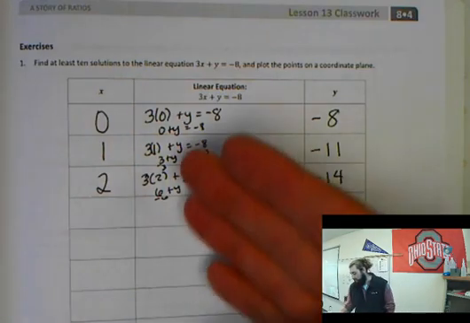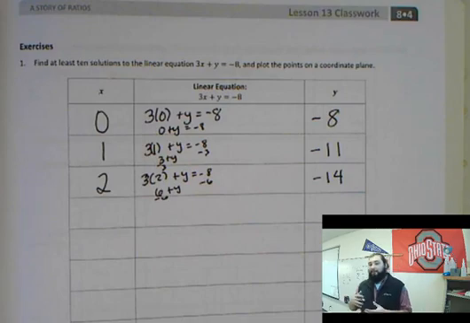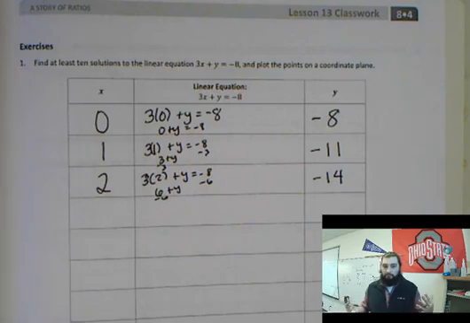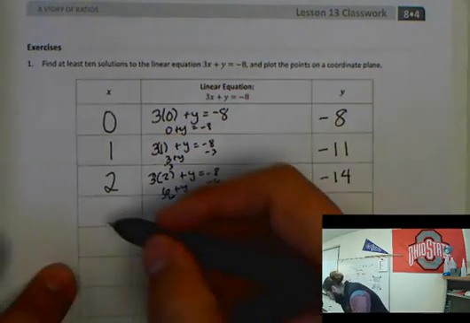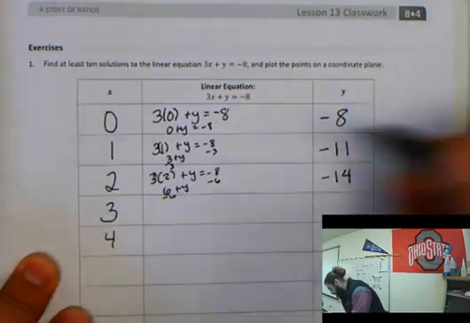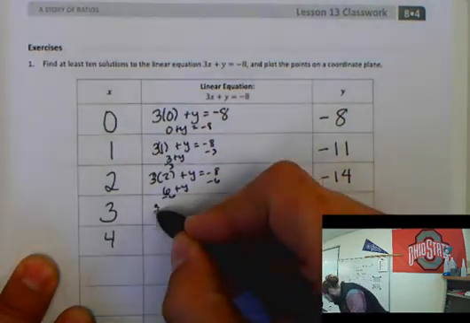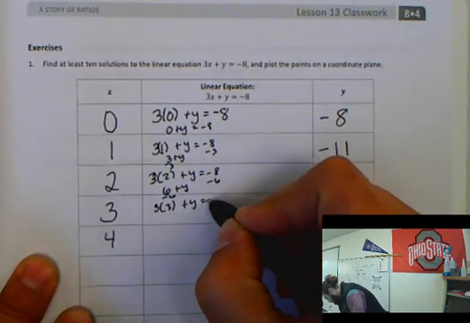So as we continue to go, we can go all the way essentially to 9 if we would like. I'm going to throw a couple of negative numbers in there, so that way we have some numbers to plot that are outside of quadrant 1. So that way we can see what the whole deal is when we plot these. Okay, so I'm going to go 3, and I'm going to go 4 too, just because. Why not? So that's going to give me 3 times 3 plus y equals negative 8.